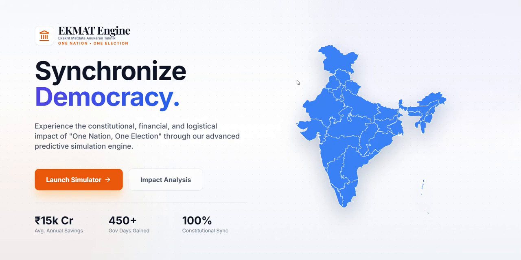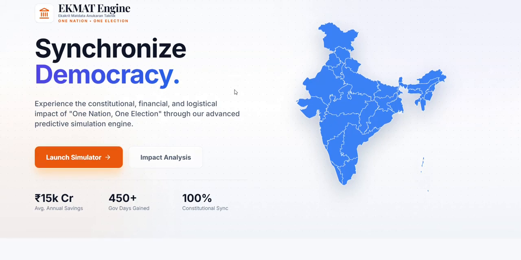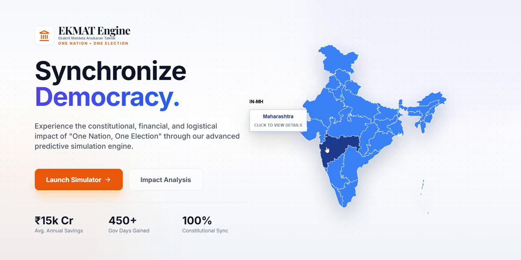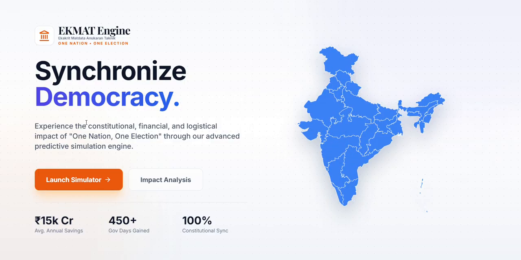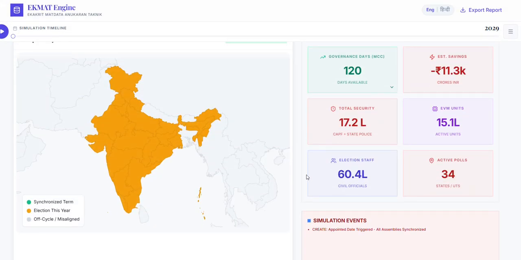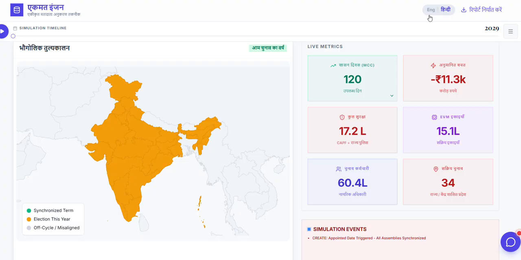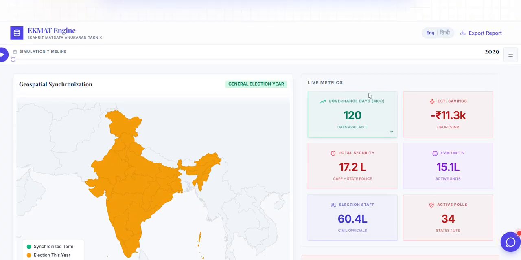Elite, and this is our project Ekmat-Engine, where our problem statement was to create a simulator which would give a complete picture of One Nation One Election. What are its impacts? What are its effects on various domains like constitutional, financial, etc.? So this is our simulator, which is in both languages, Hindi and English, for all public.